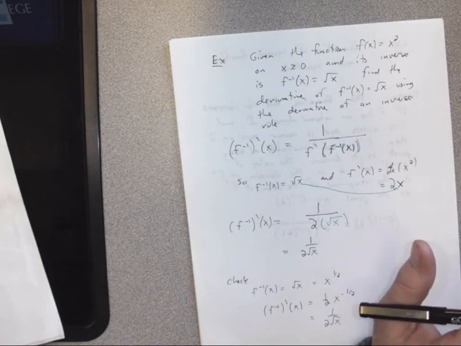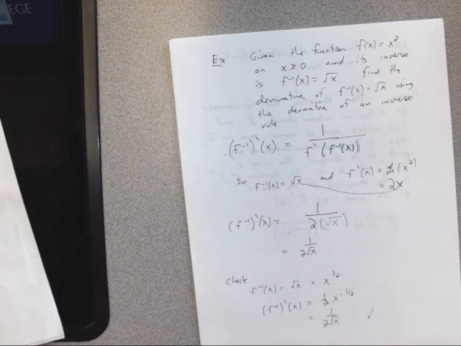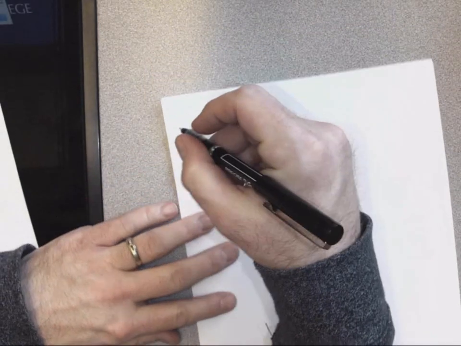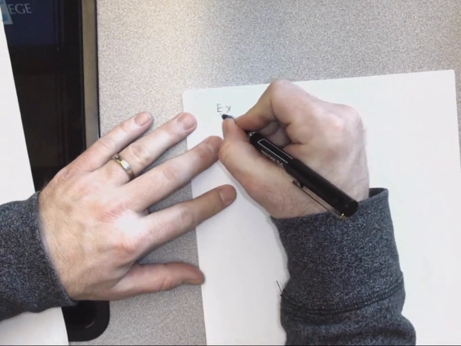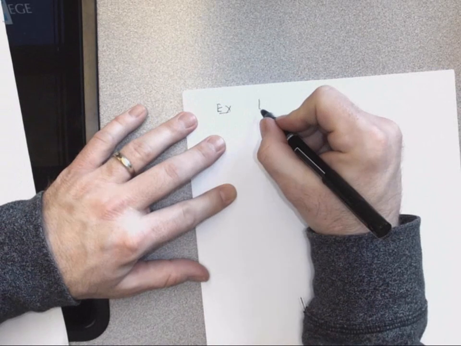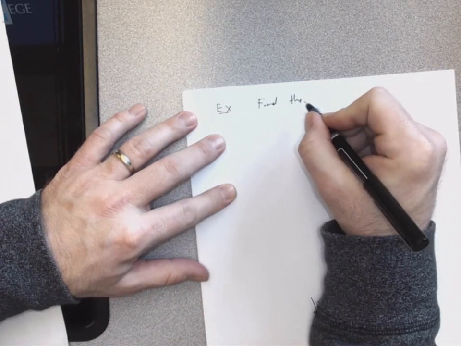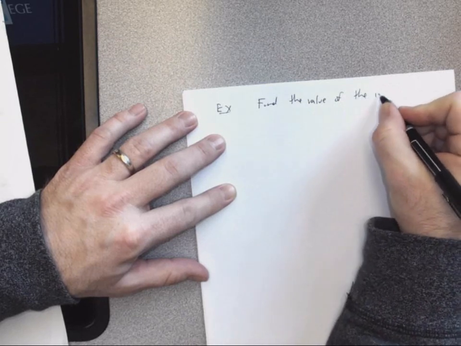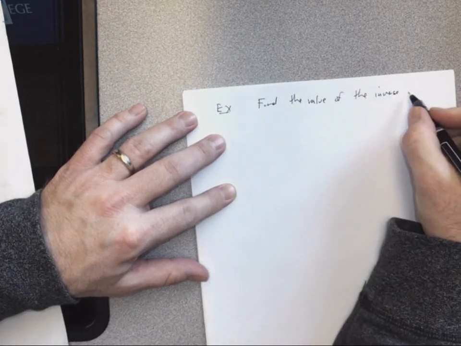Now there's a couple examples, like the very beginning ones, they ask you to do this. So this is going to be a lot like the first couple of examples. So example, find the value of the inverse derivative.